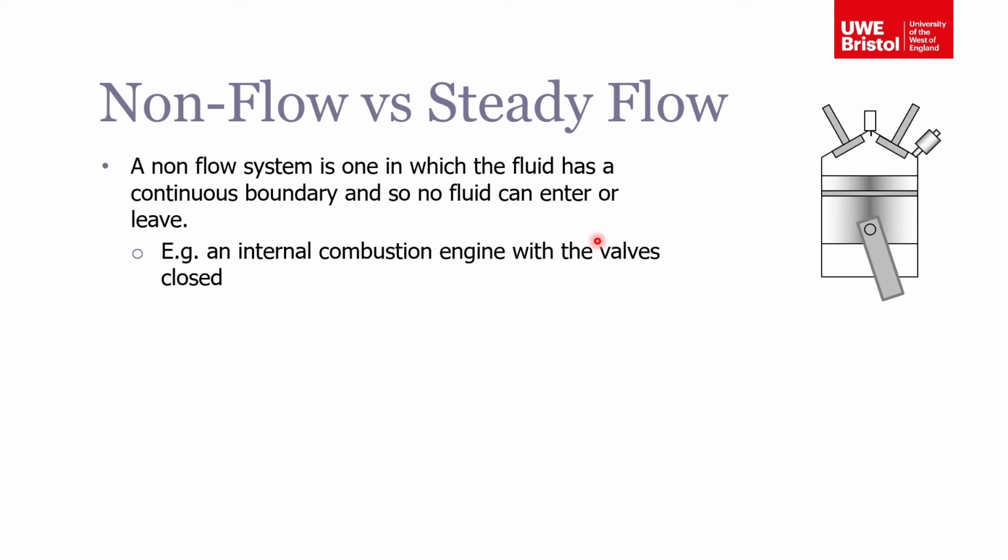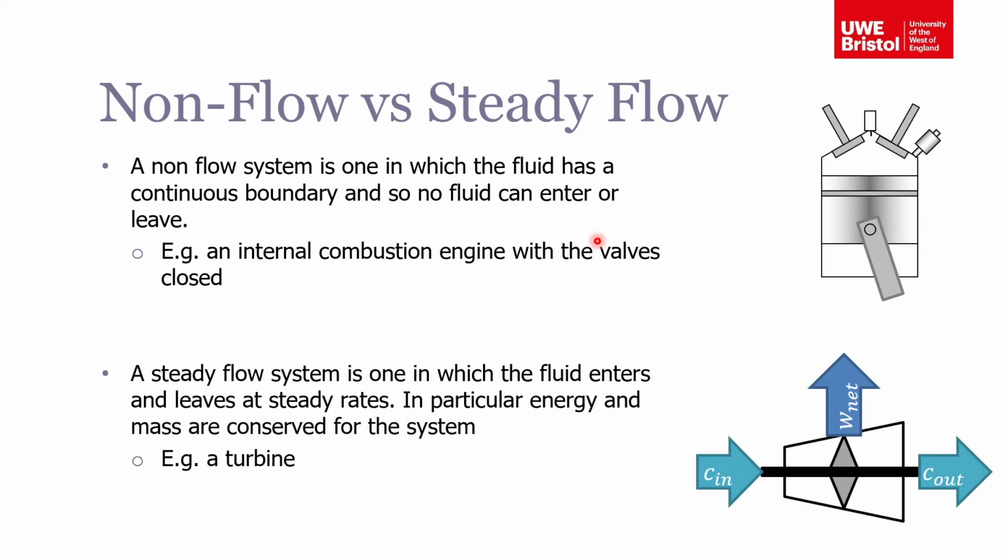This equation, as I said, relates to steady flow systems, okay? And a steady flow system is one in which, as you might expect, the fluid enters and leaves at steady rates. And in particular, and this is important when we come to the derivation, it's a system where both mass and energy are conserved for the system. A good example of this is a turbine, like you might see on an aircraft wing, where you have fluid going in at one velocity, leaving at another velocity, but obviously mass is conserved, and then heat is being added or work is being done, or a mixture of both, okay?